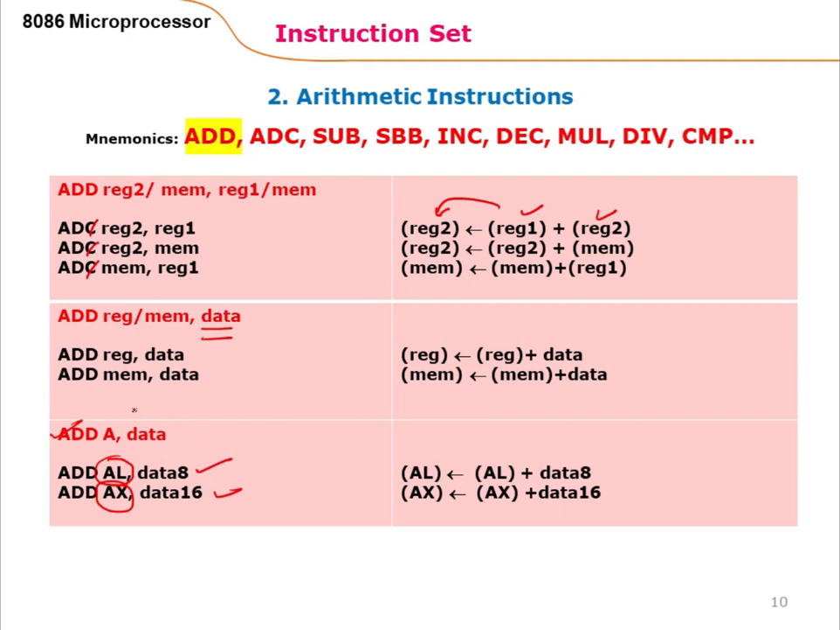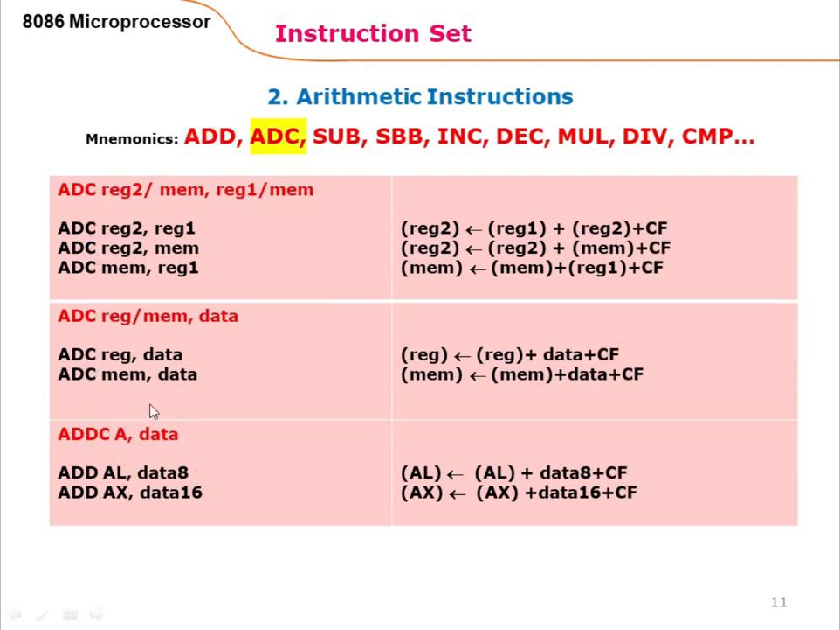So the operation will be same. The next instruction is ADC. So it is same as the add instruction, but here we are adding the two registers with carry. So here the contents of the carry flag are also added to this addition.